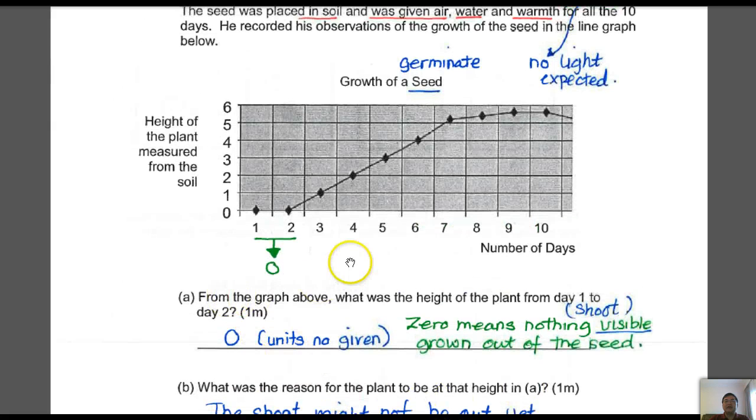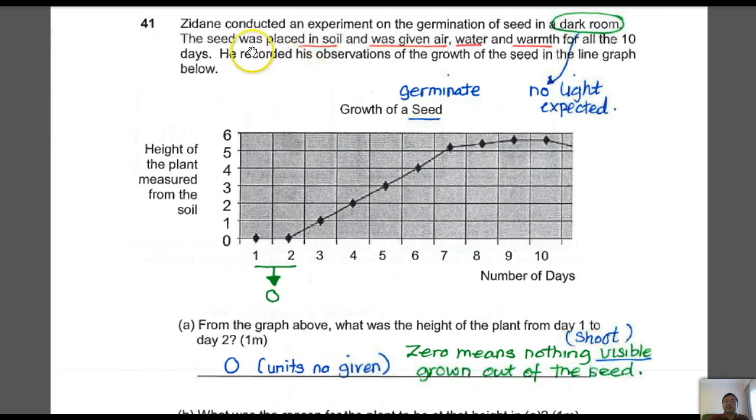Let's answer the first one. Before we answer, take a look. If the seed was placed in soil and was given air, water and warmth, remember here, warmth means the right temperature for all the 10 days. While the seed is germinating, the height is nothing. It started to germinate of course, but nothing is visible until it starts growing here and reaches a certain height. All right, the height begins to stabilize, and over here it starts falling. That is what it shows at this moment.